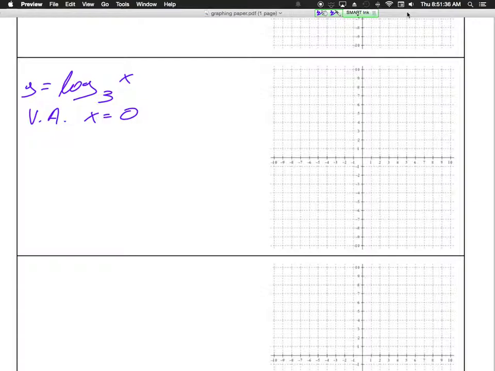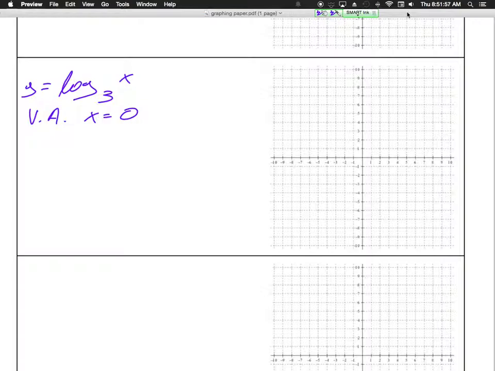And just like on exponential, my horizontal asymptote is always y equals 0 unless I do what? Unless I move up or down. With logarithmic, it's always going to be x equals 0 unless I do what? Move left or right. Okay, so keep that straight.